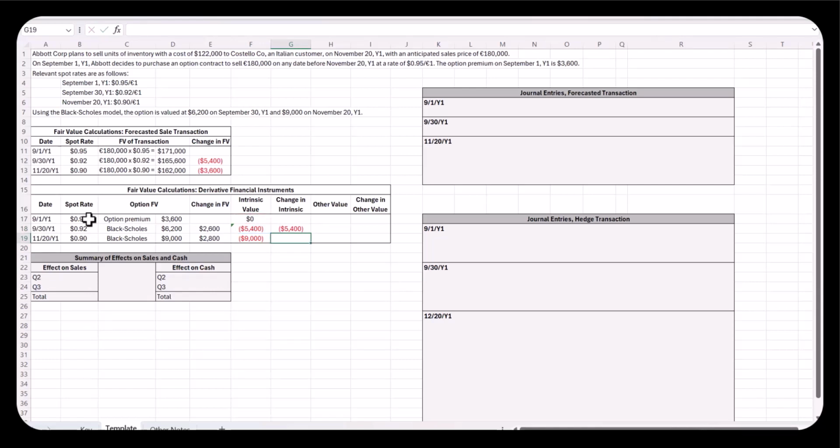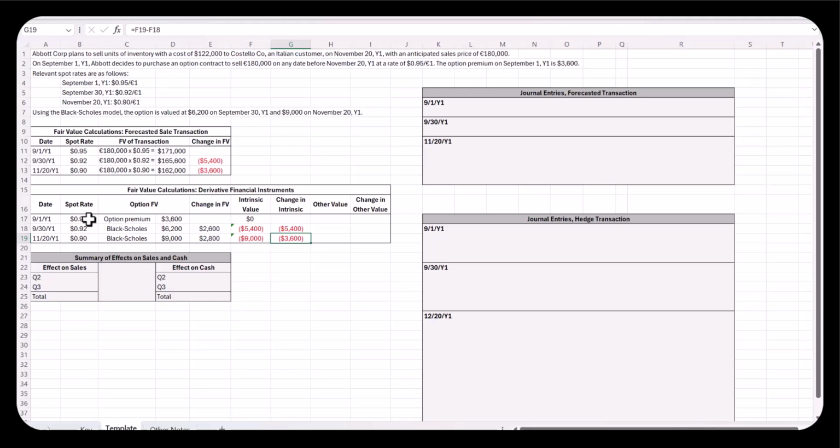Again, these numbers are negative solely because the spot rate is going down. It's just a function of a decrease in the spot rate, and that's why these are showing up as negative here. Then we're going to do the same thing when we look at the change in the intrinsic value in cell G19. We take the intrinsic value given in cell F19 and subtract the last time that it was measured, which was on September 30th. And so we end up with a change in the intrinsic value of 3,600 on this date.